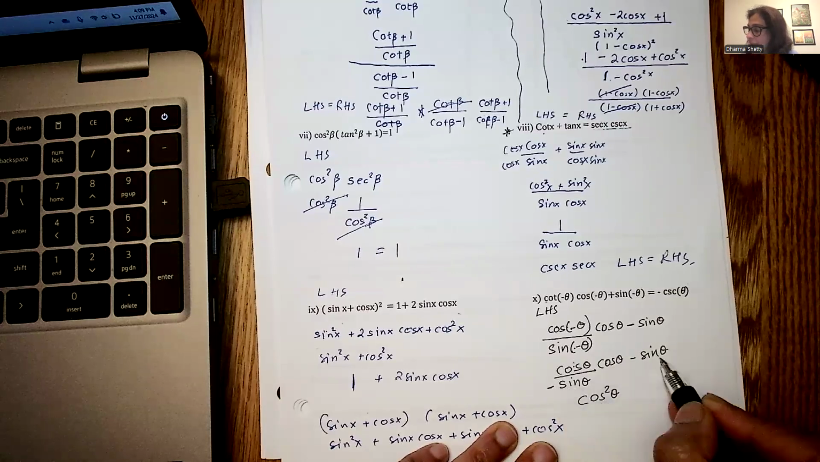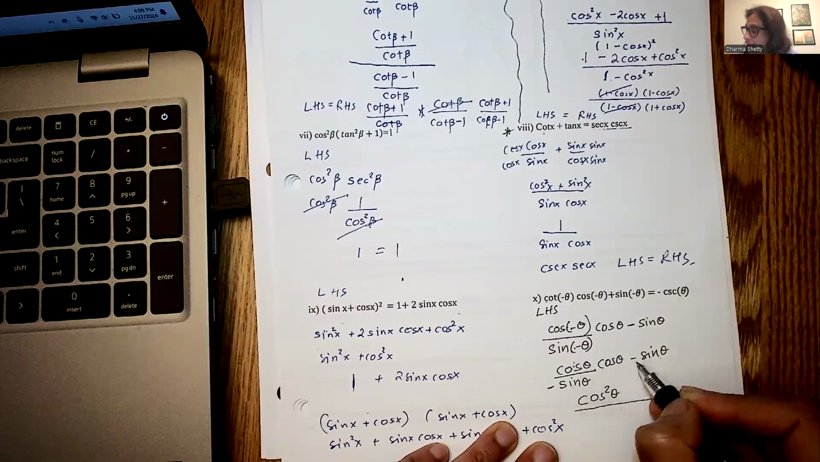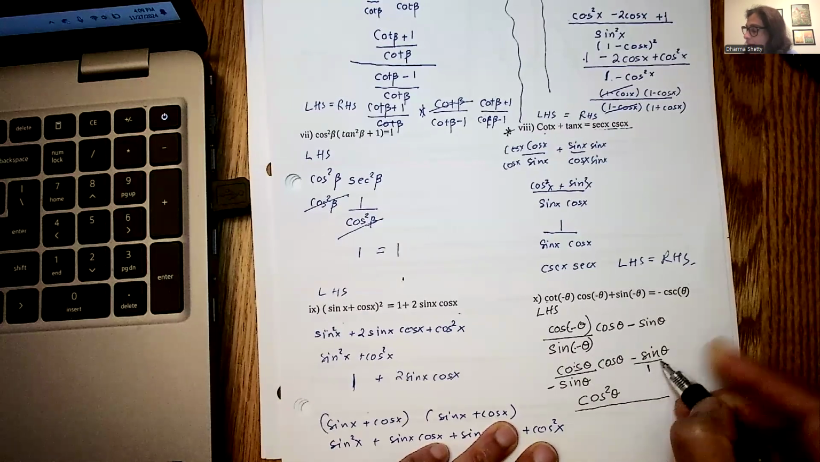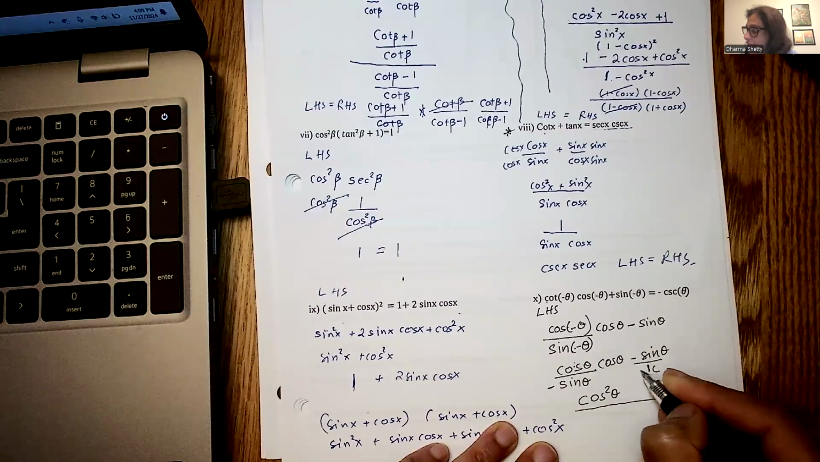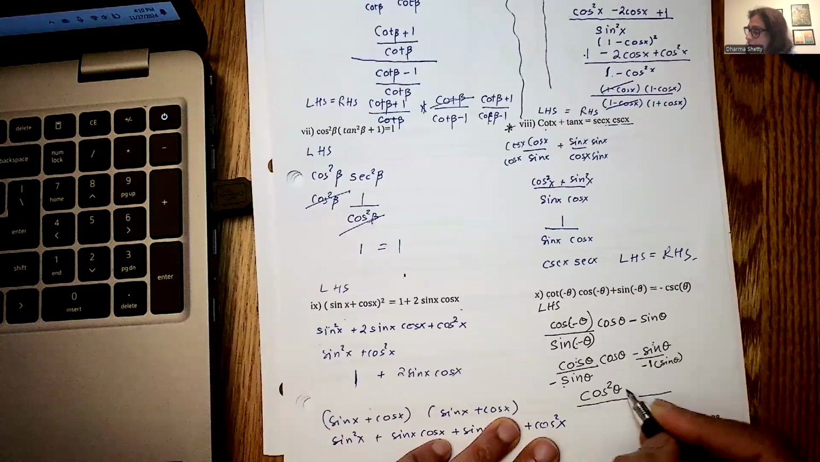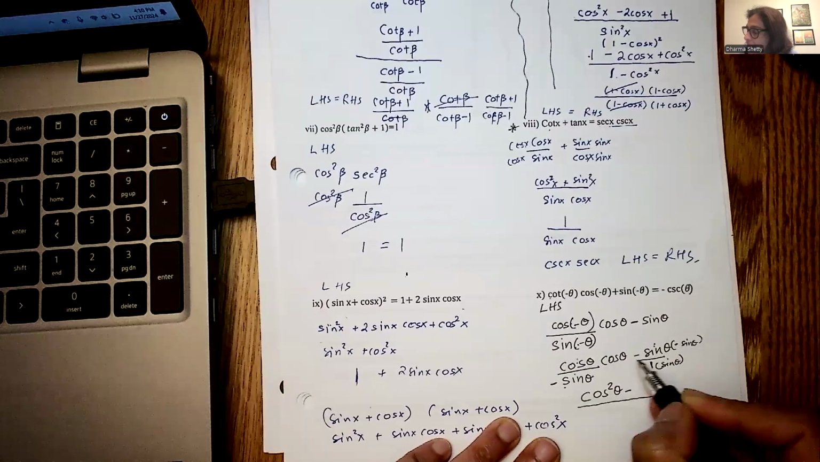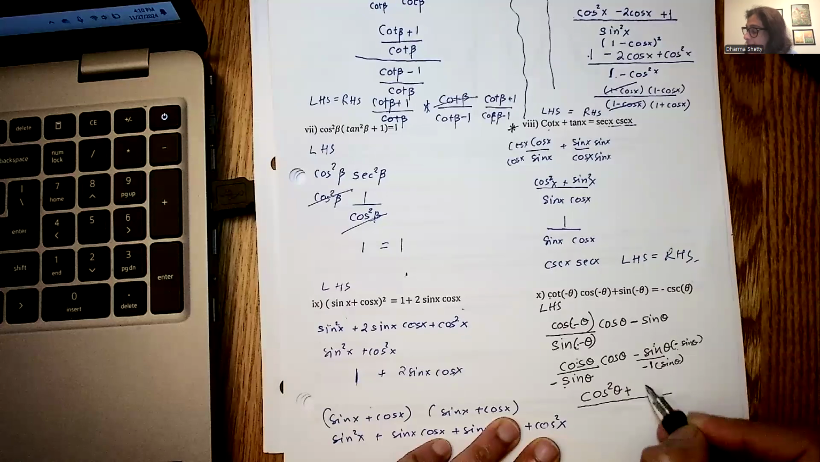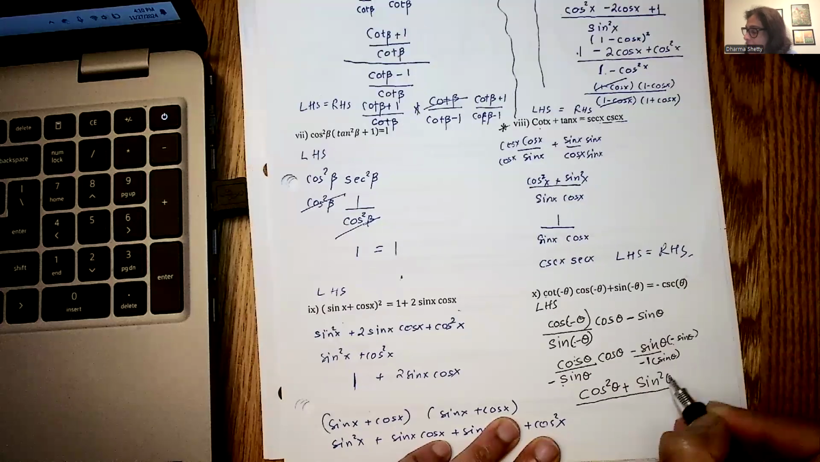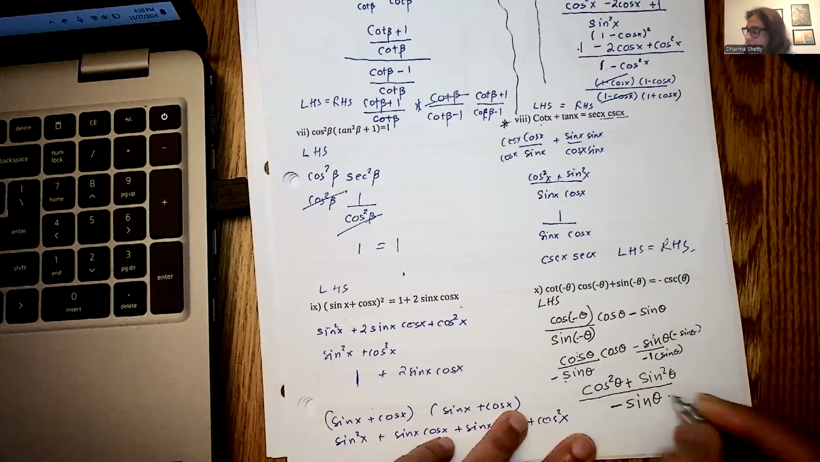Now, cosine theta multiplied by cosine theta will give me cosine squared theta. And then I will make a common denominator. That is, this has a denominator of 1. I will multiply the numerator and denominator by negative sine theta. So I multiply the numerator also by a negative sine theta. So a negative and a negative makes this positive sine squared theta over negative sine theta.